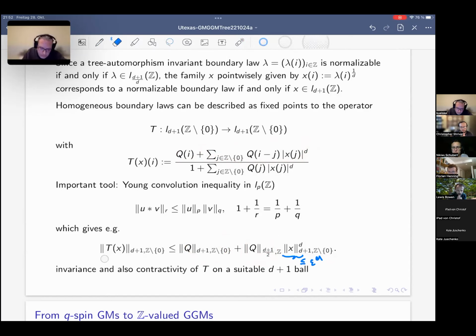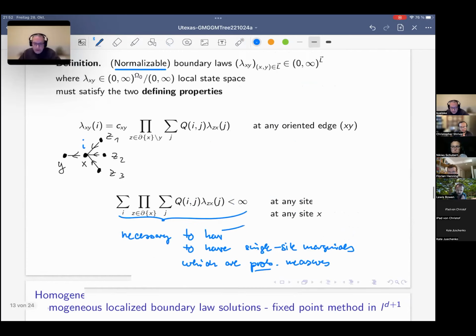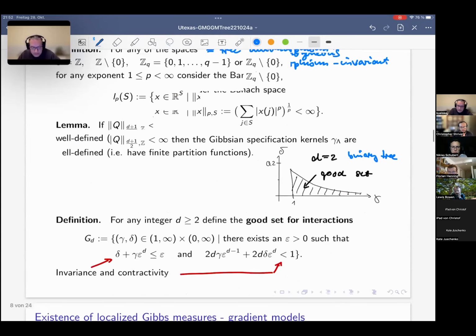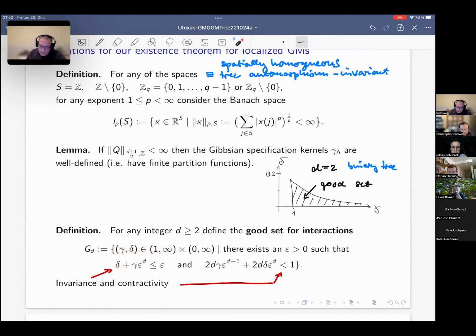We want to construct a self-map of this epsilon ball, and this is of course the case if this is smaller than epsilon. This was one of the inequalities that appeared in the definition of the group set. This epsilon is the radius of the invariant ball, and with the d plus 1/2 norm and d plus 1 norm of the Q, this is fine. Okay, and this is saying contractivity.